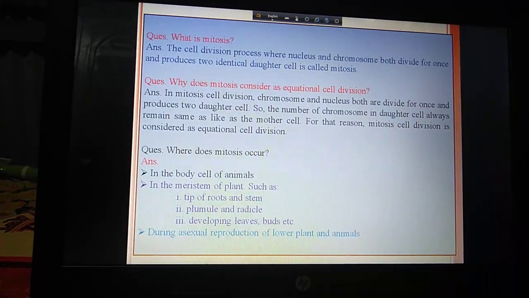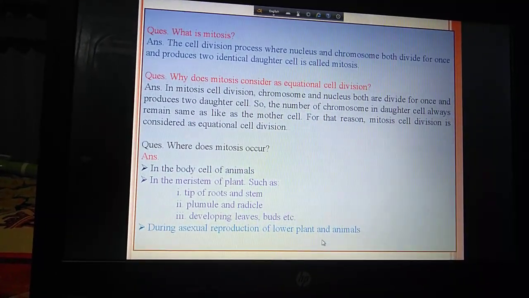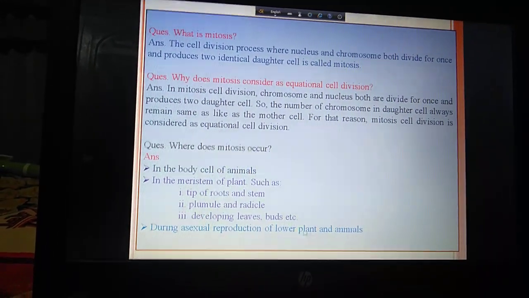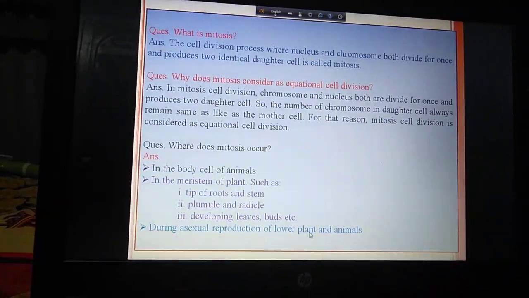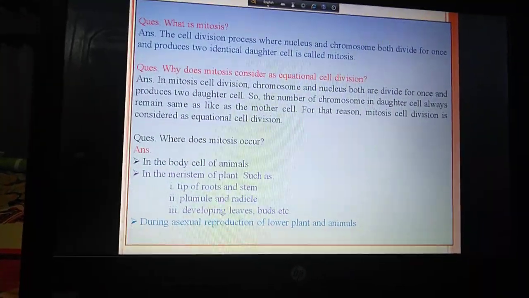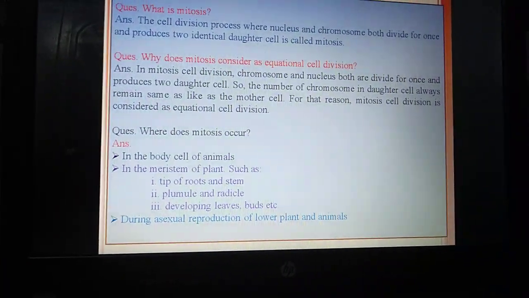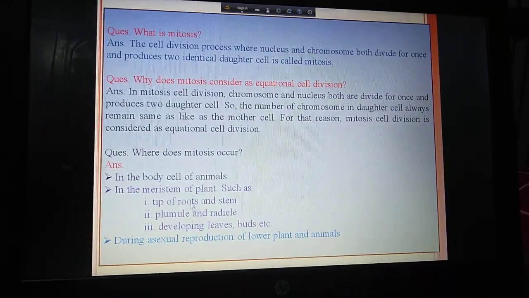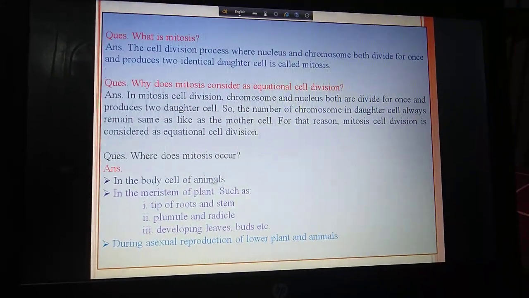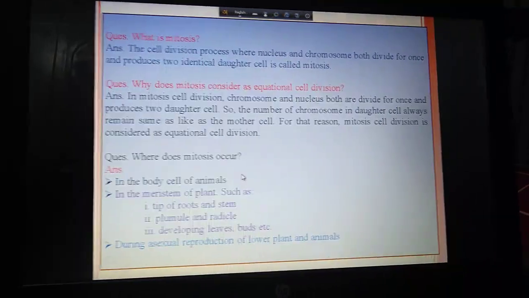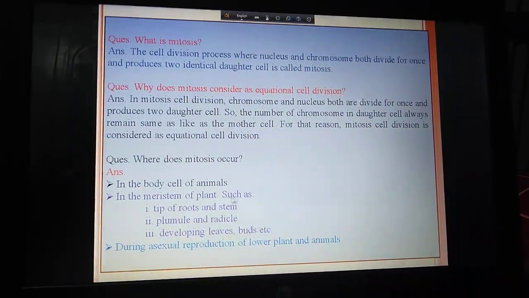The next point, during asexual reproduction of lower plants and animals, because you know that in case of lower plants and animals, they are mainly unicellular and they complete all kinds of activities of their body by one cell. So at the time of their reproduction, they follow mitotic cell division. But in case of eukaryotic organisms, at the time of reproduction, meiotic cell division occurs.